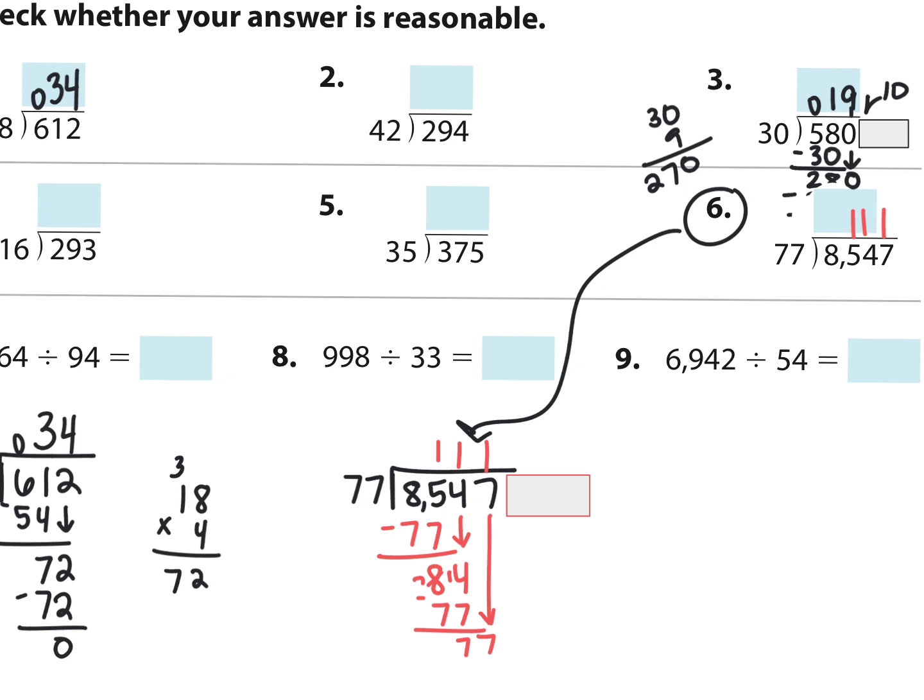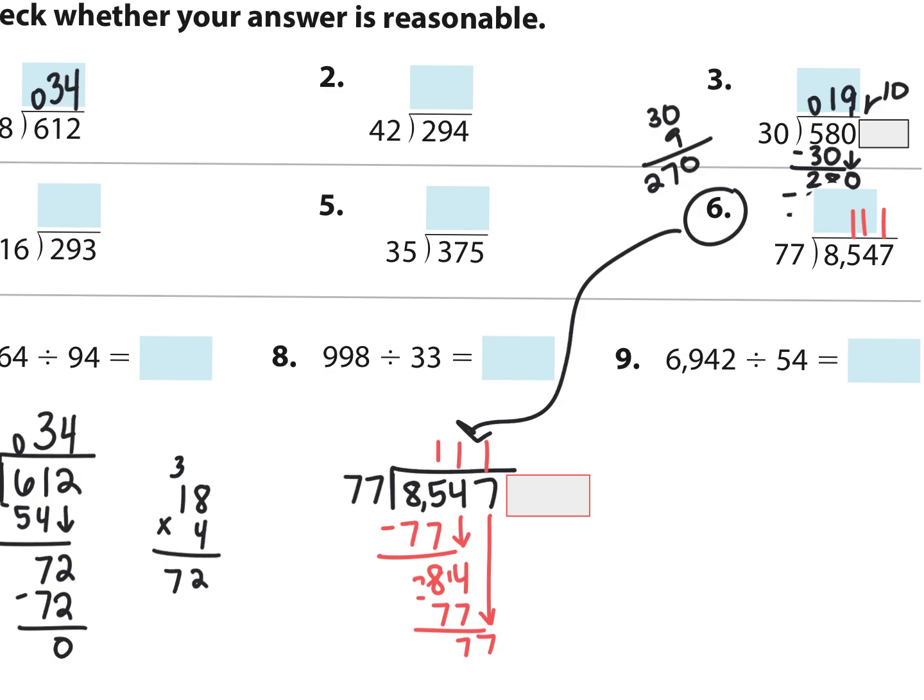Let's try number 9. It's another 4-digit by 2-digit, just so you have one more example in your book. Just answers won't help you. You have to show your work. If I'm writing anything, you should be copying down what I'm writing.